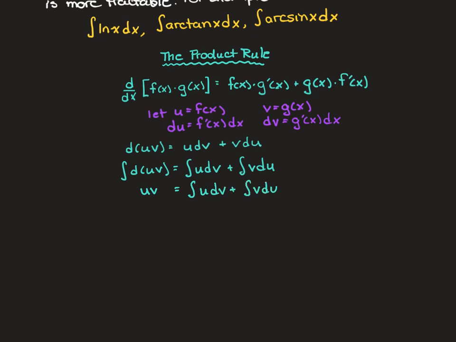And now I'm just going to solve for the integral of u dv. So I solve for that and get the integral of u dv equals u times v minus the integral v du. And this is called integration by parts.